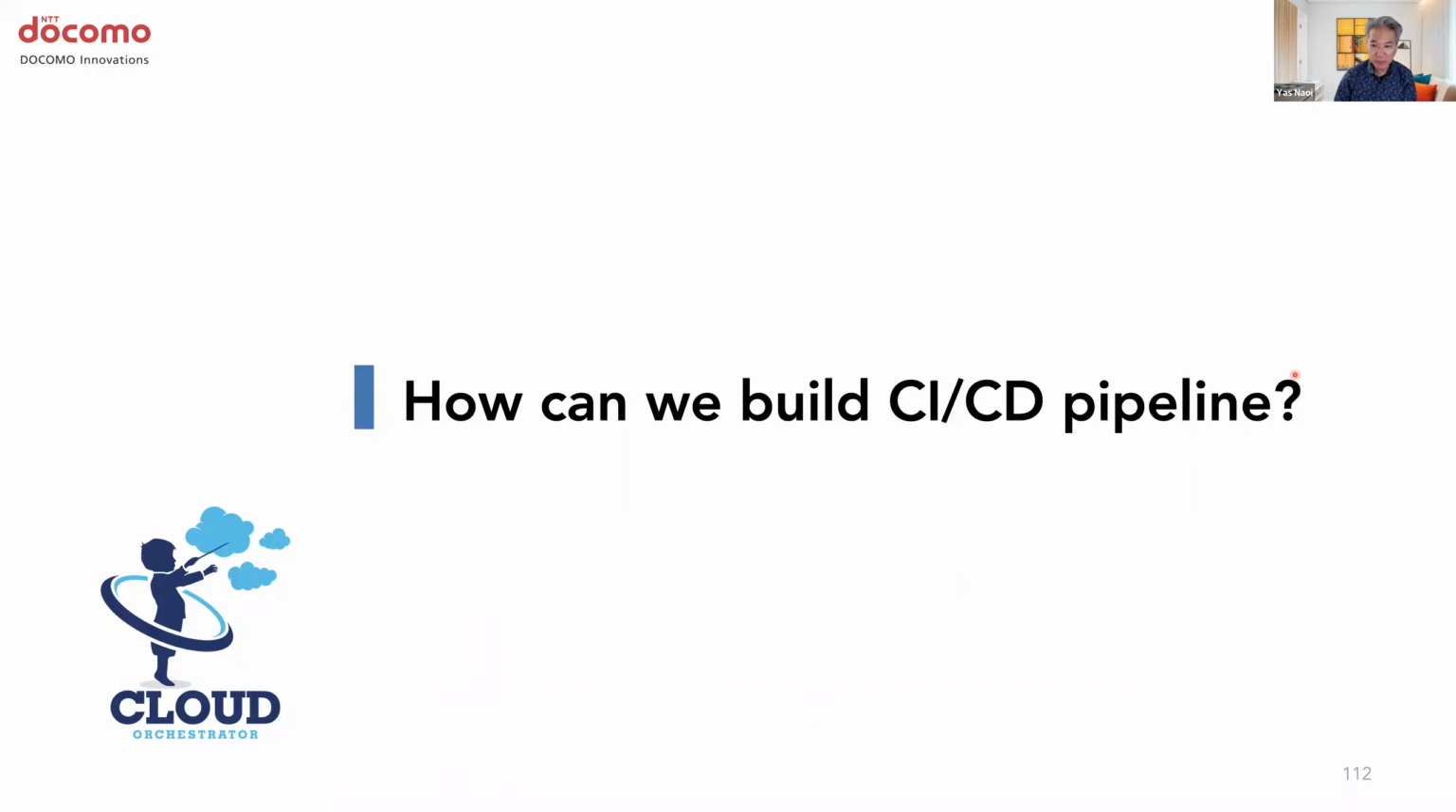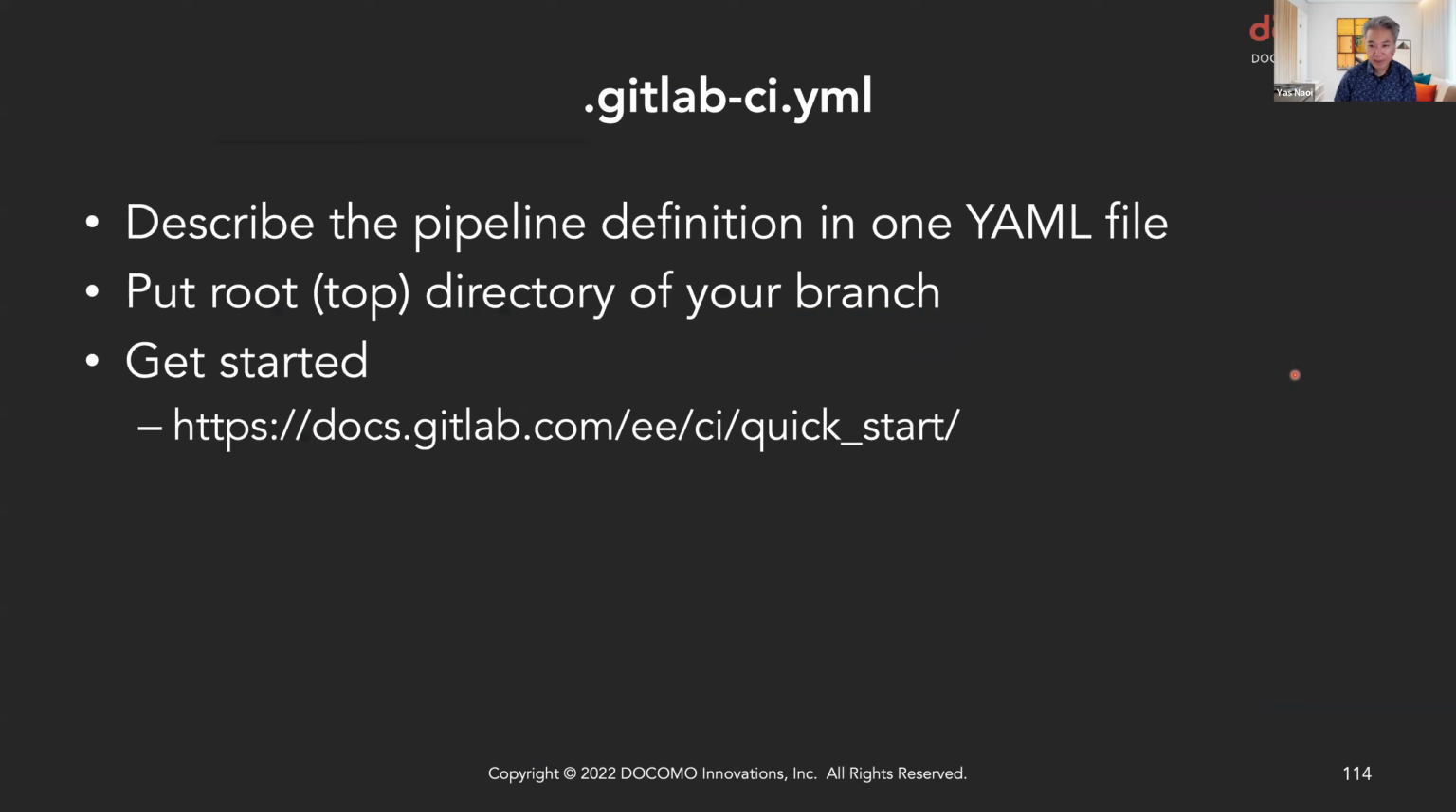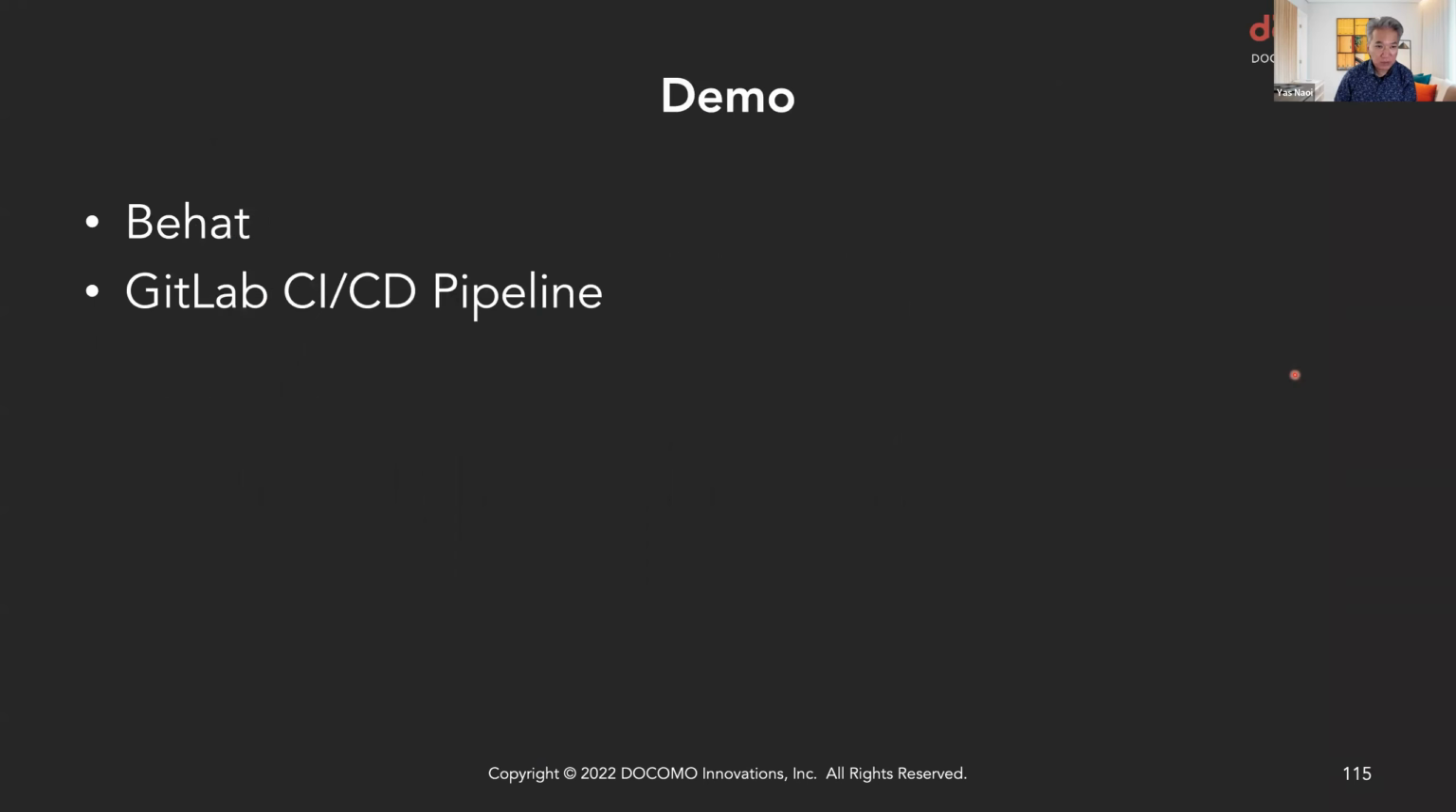So how can we build a CI/CD pipeline? Very simple. Describe the pipeline definition in one YAML file like this, then put that file in the root directory of your branch. That is the story of our automation. So, okay, let me show some demos for Behat and the CI/CD pipeline.